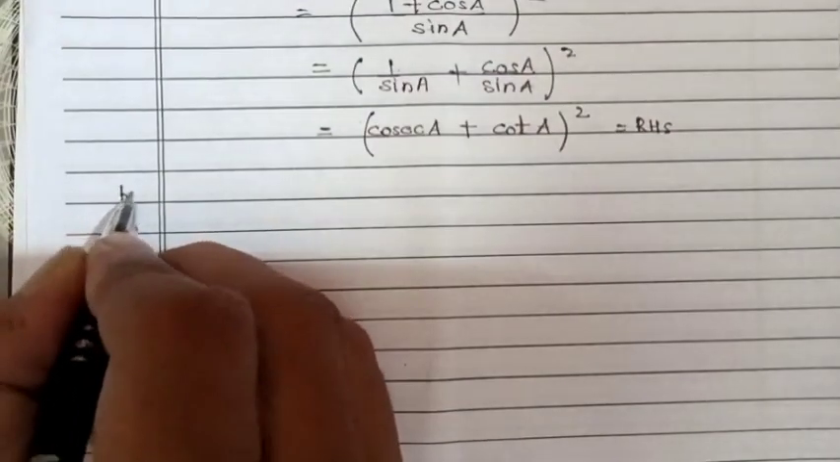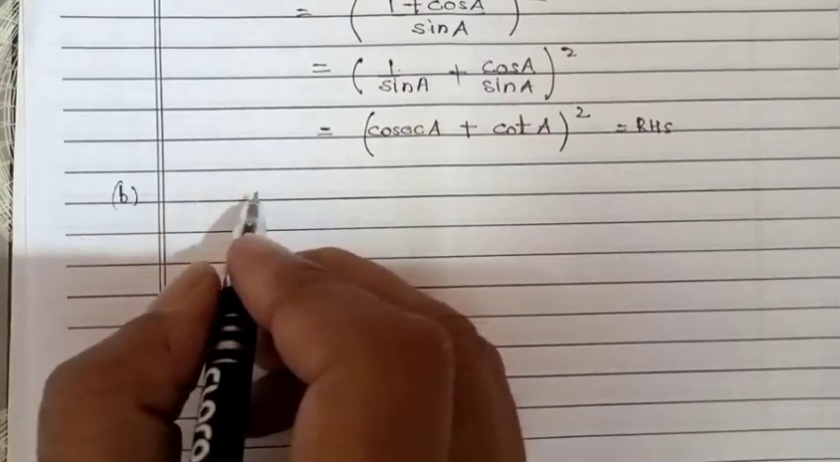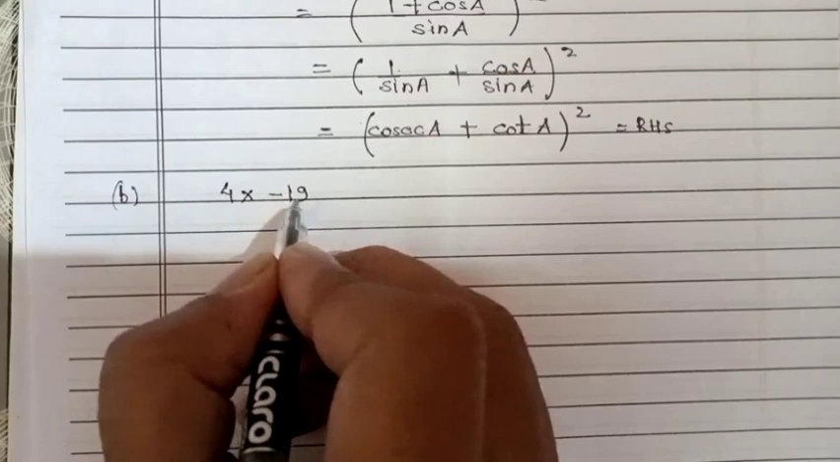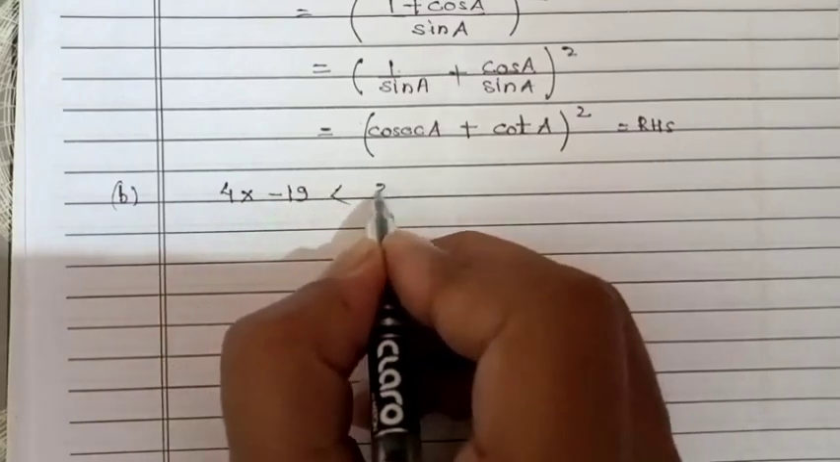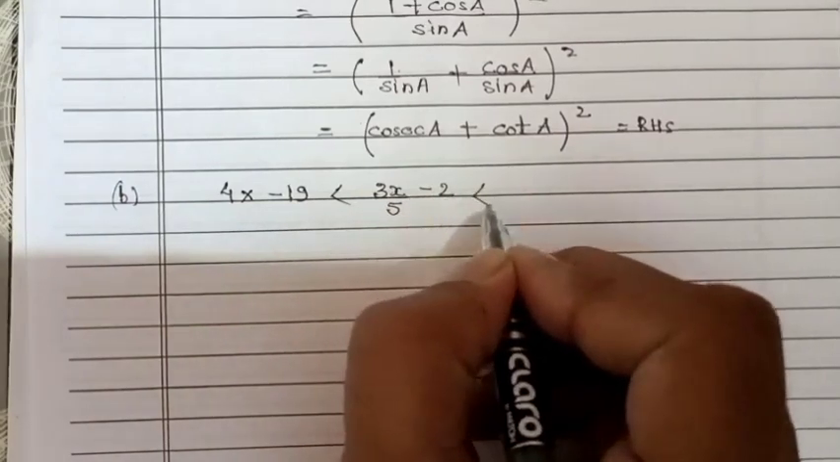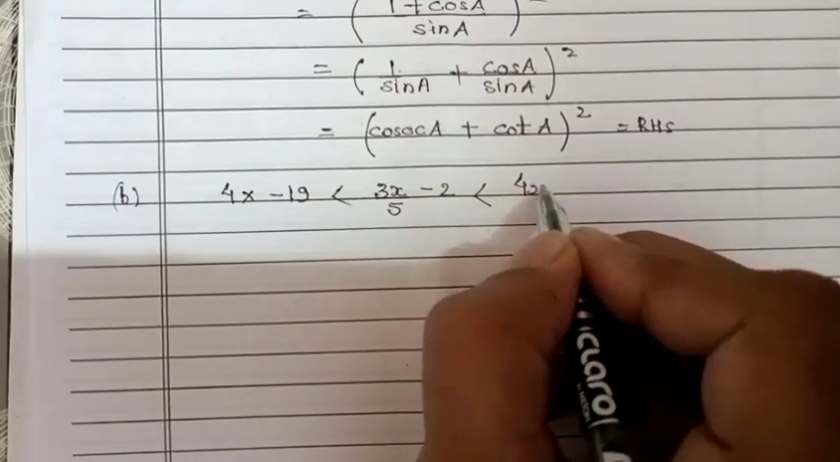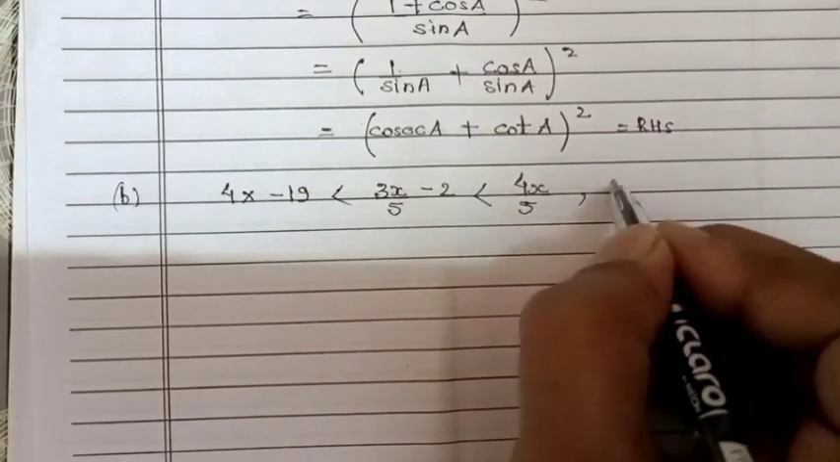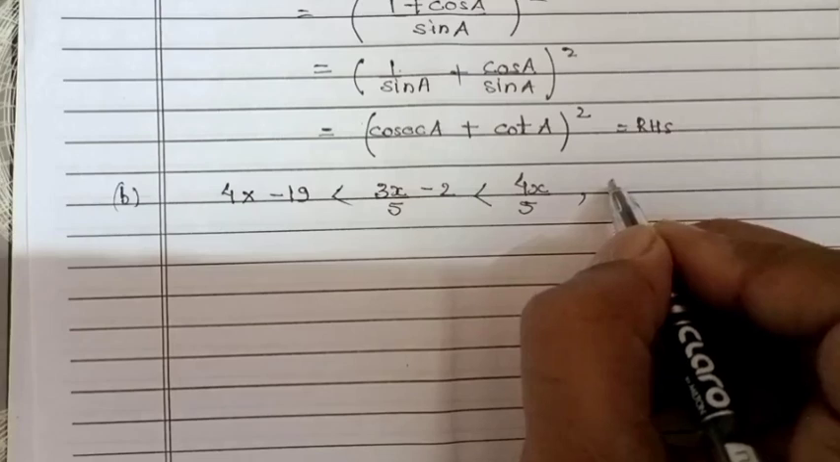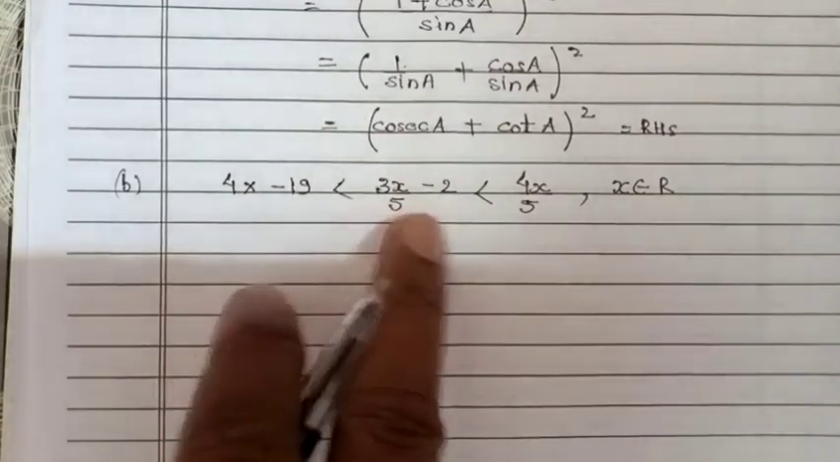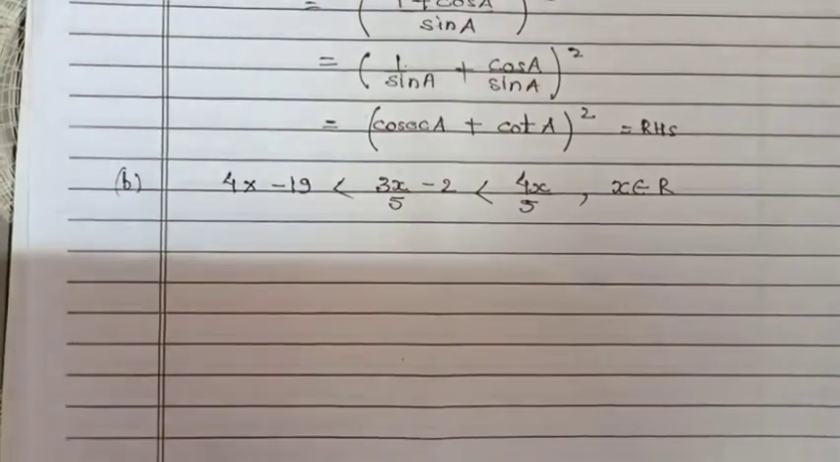Now moving on to the next part, that is B. In the B part, they have given you an inequation. The question says you have to solve this inequation, then write the solution set, and finally you have to represent the solution set on the number line. Okay, this is the inequation. So first of all, we have to solve this.